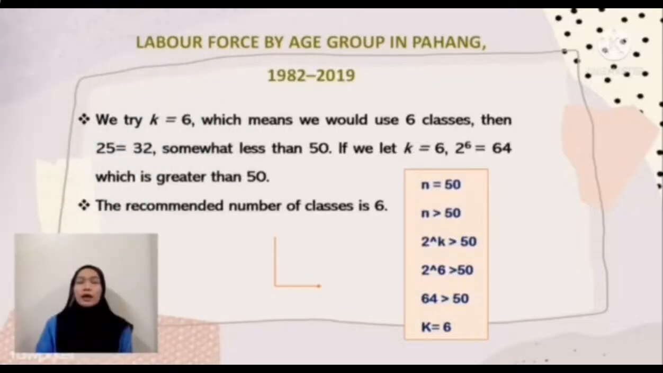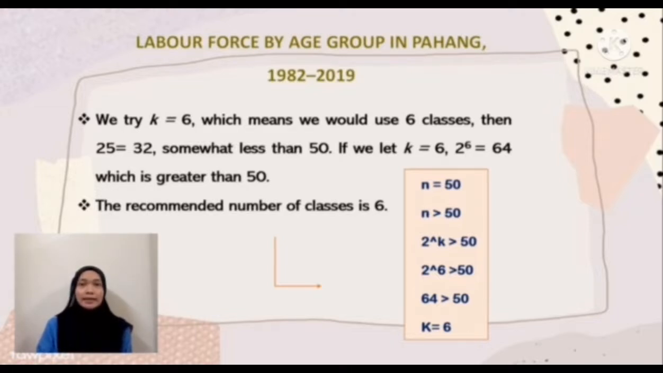My name is Binti ROSLI. My matrix number is H20A1903. I will present part A, question 1. Our group has chosen labor force by age in Pahang, 1982 until 2019. The data set we have taken is 15 data sets.